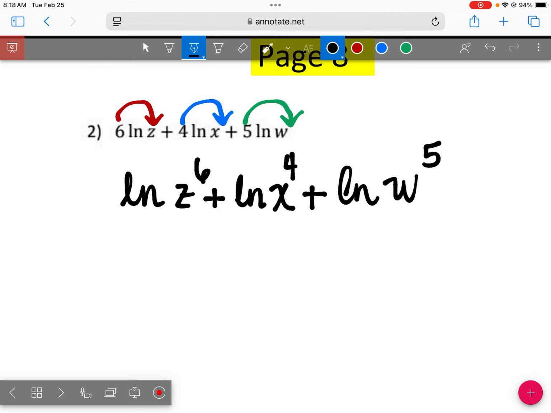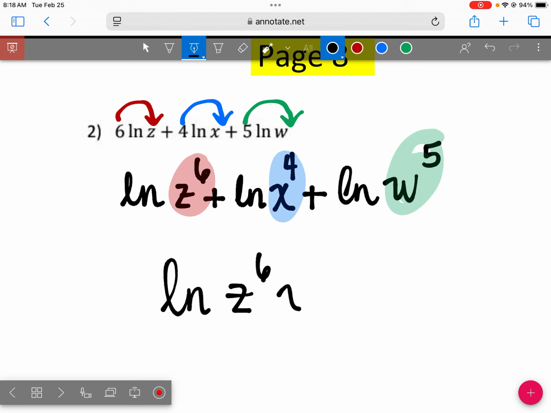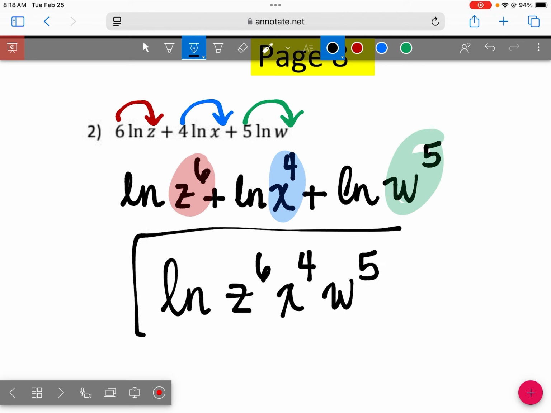So there are 3 terms, 3 different terms. And because they're all separated with addition, that means that all 3 of those terms are really being multiplied. So your final answer would be natural log z to the 6th, x to the 4th, and w to the 5th. And that's it.